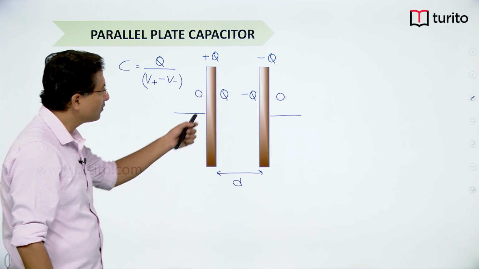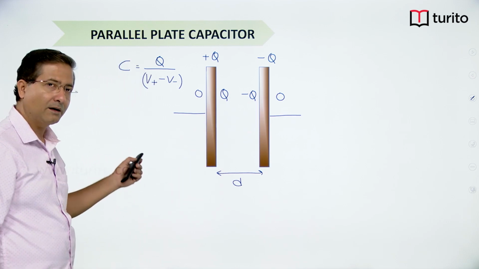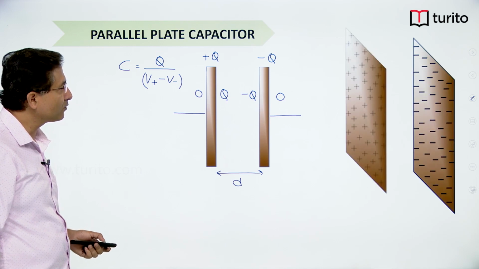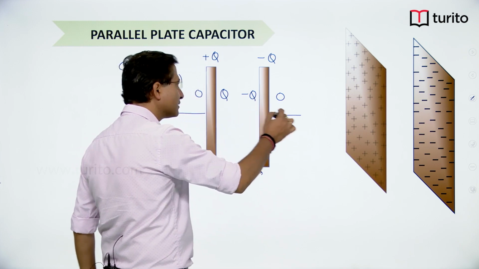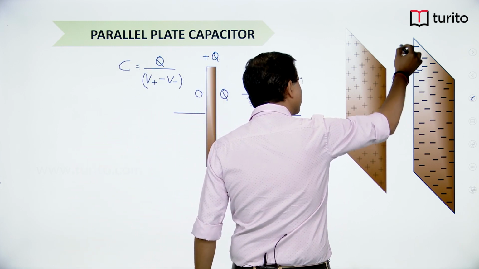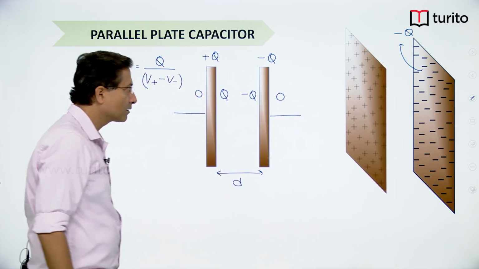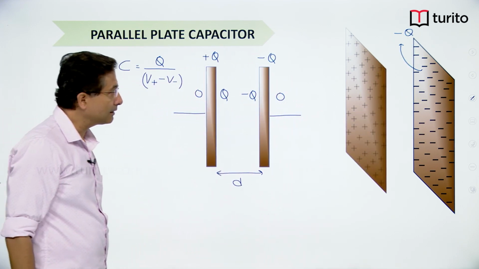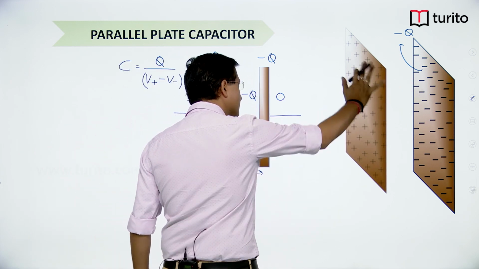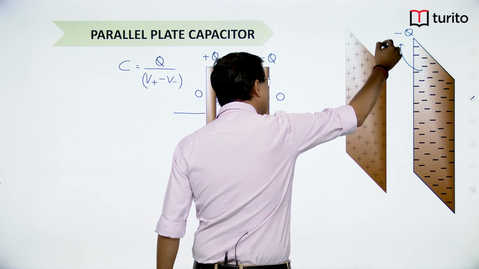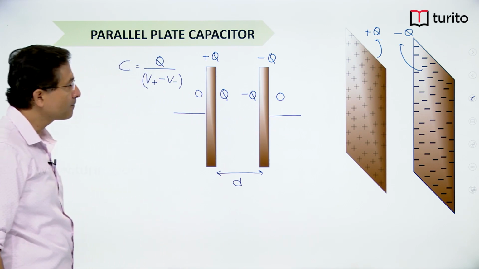So, charge is appearing only on the inner wall of the arrangement. In 3 dimensions, if you want to look, see this one. This negative charge, this is the negative charge minus q, and positive charges will be on the other face, not this face, on the other face. So, this inner face will be plus q, right.